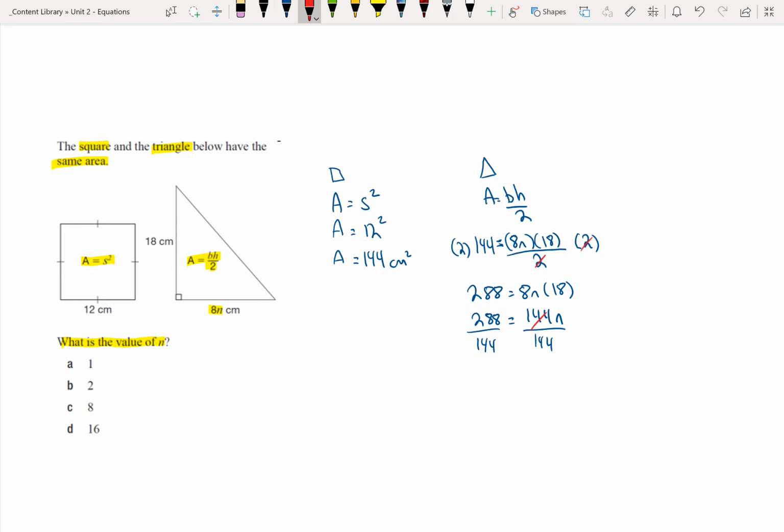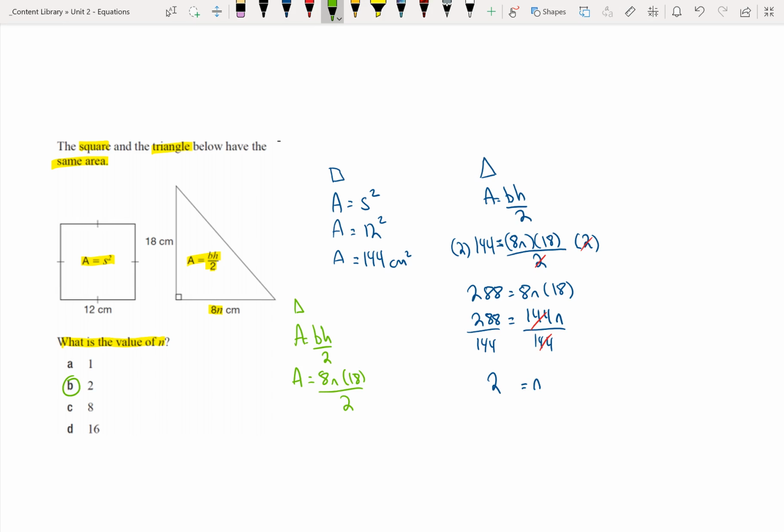On the one side it'll cancel out, and I'm left with n equals 2. So that means my answer is B. If you didn't know how to use the equation, or you didn't quite figure out that you needed to find the area and substitute it in, you could have stayed with the general formula of A equals base times height divided by 2, which we knew for the triangle was A equals 8n times 18 divided by 2.